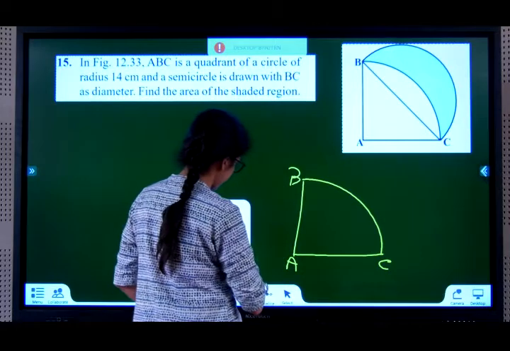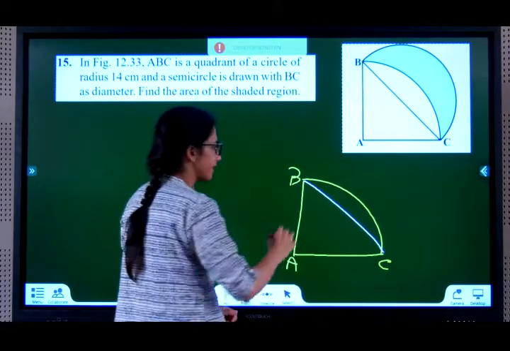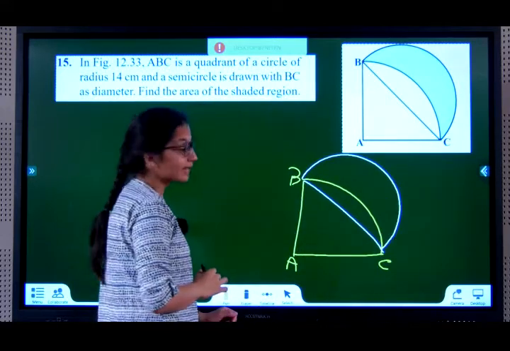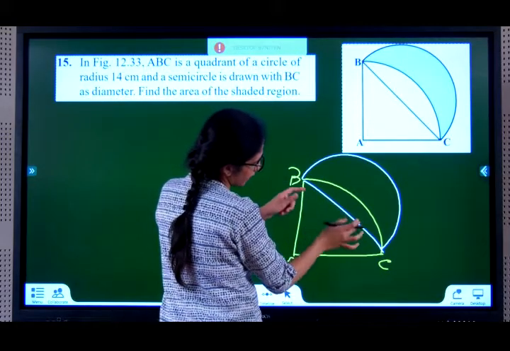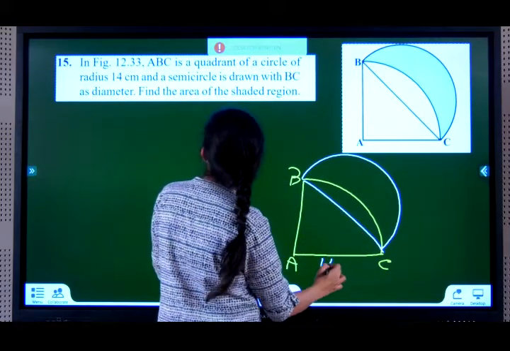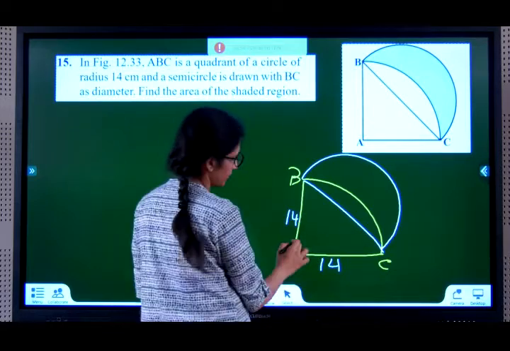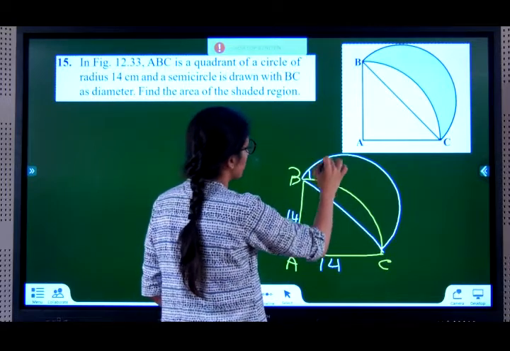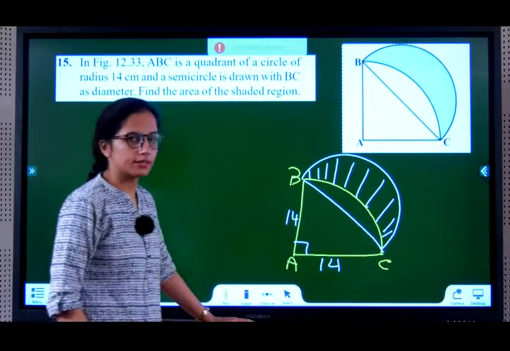Taking BC as diameter, a circle is drawn. A semicircle is drawn. So BC as diameter, it's not 14, BC is some other length. This is 90 degrees, so you can find the value of BC and then find the area of this. But they want only this portion. How do we do this?